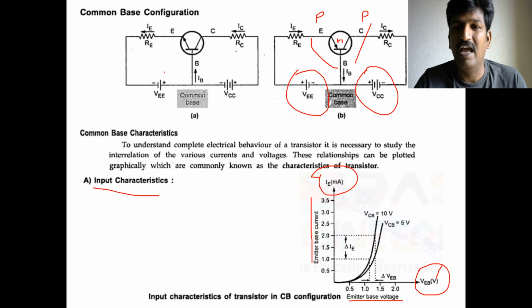By varying the emitter base voltage, you observe how conduction takes place in the emitter to base junction diode. Input characteristics are nothing but forward biased diode characteristics, because you are applying the voltage appropriately to make the emitter to base junction forward biased.